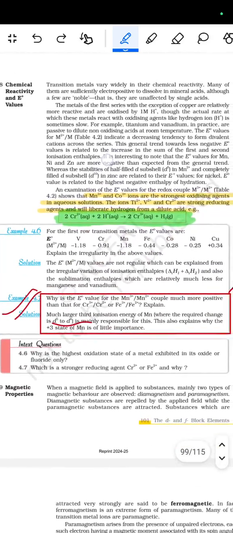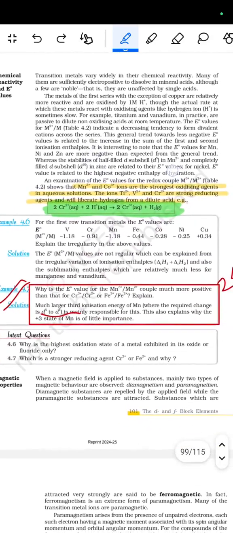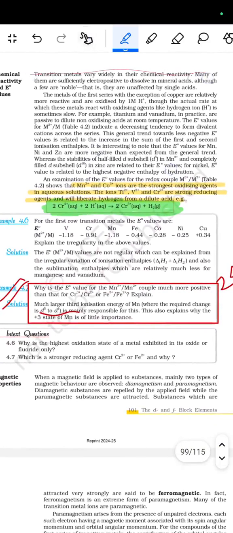अब बात करते हैं आगे केमिकल रिएक्टिविटी एंड द इलेक्ट्रोड वैल्यूज की. तो ट्रांजिशन मेटल्स आर वेरी varied in their chemical reactivity. Many of them are sufficiently electropositive to dissolve in the mineral acids, although a few are noble, that is, they are unaffected by the single acid.